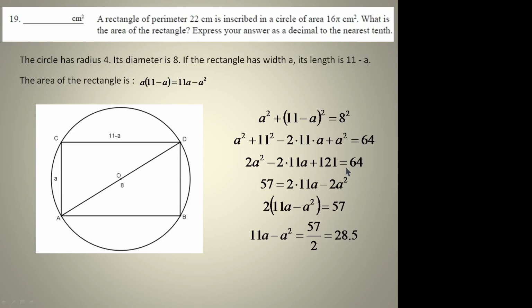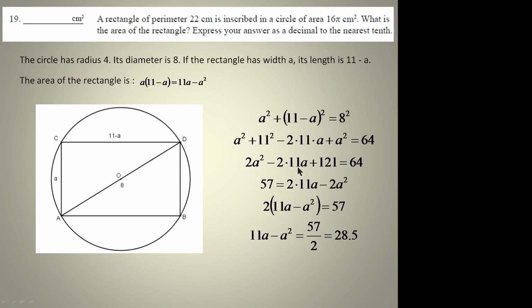Okay, 121 minus 64 will be 57. That's a positive number. I like positive numbers, especially when we solve geometric problems. You don't want negative numbers. That's it. So you move this to the left side, you get a positive number. So I move everything else involving the variable to the other side.